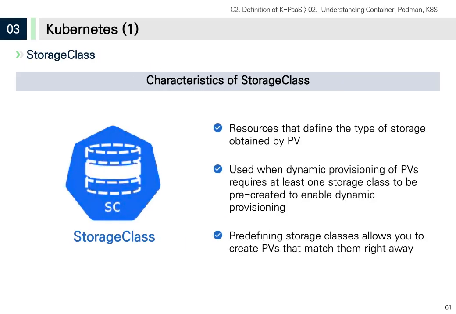SC stands for storage class, and is a resource that organizes storage using a number of different attributes required by PVs. Predefining storage classes allows you to create PVs for them on the fly and is used when dynamically provisioning PVs. Therefore, you must have at least one storage class pre-created to enable dynamic provisioning.